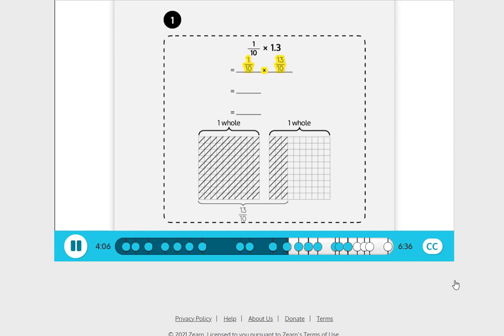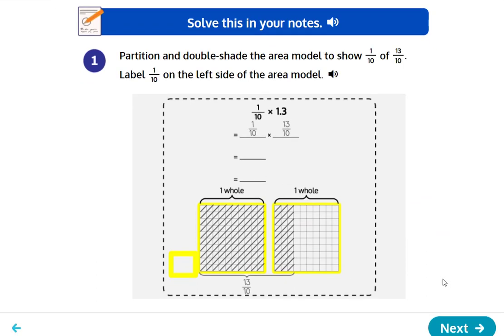Now let's show 1/10 of 13/10. Here are the tenths. Partition and double shade the area model to show 1/10 of 13/10. Label 1/10 on this side of the area model. So to label 1/10, remember each row is a tenth. Okay? So to label 1/10, we only have to mark this row. It's really hard to do on this video. This row all the way across. So that's 1/10 of 13/10. One piece of 13/10.